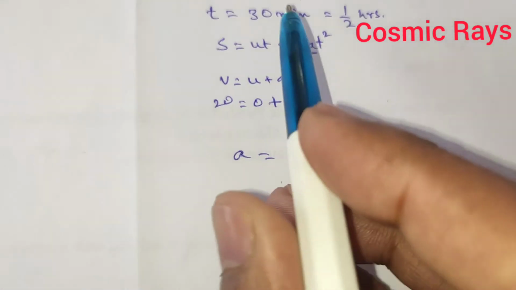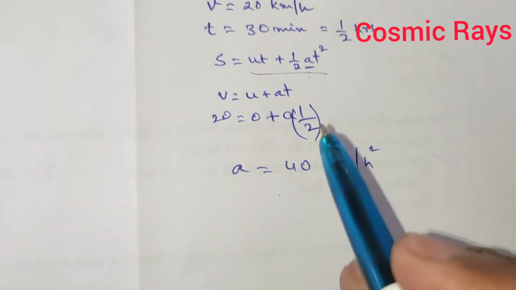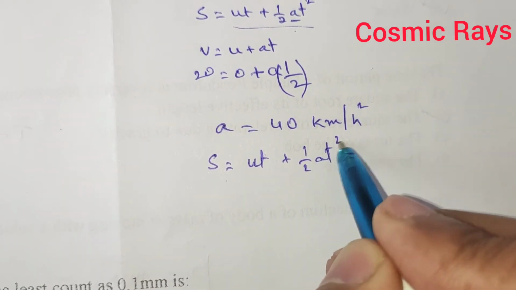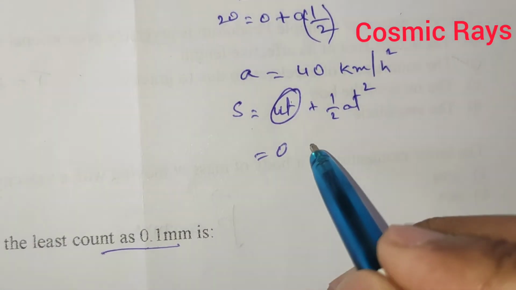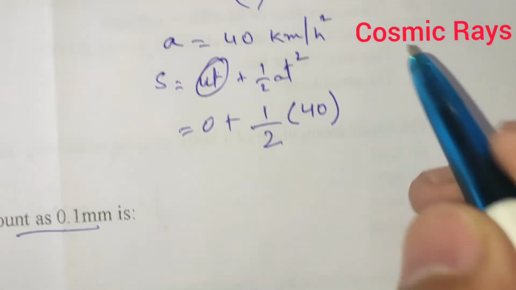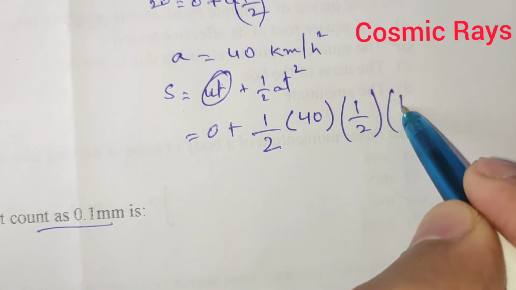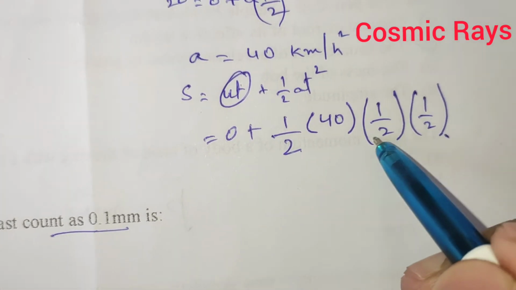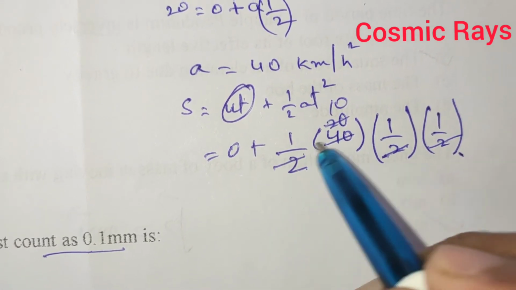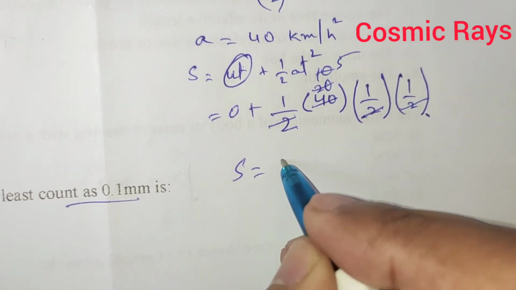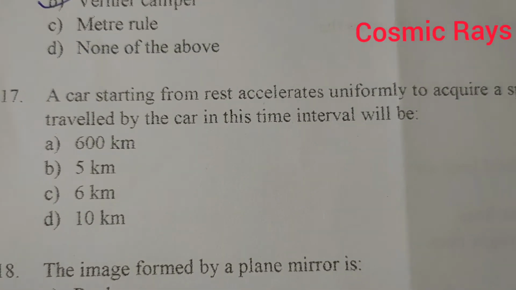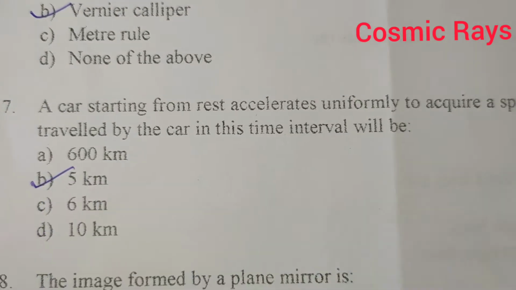Now using this, in the formula S is equal to ut plus half at square, we can find out. The ut portion will be 0 because u is 0. So we have half, acceleration is 40, into time square. Time is 1/2, square will be 1/4. So 2, 20, 2, 10, 2, 5. So that is 5 kilometer. So here we find that this has been provided in option B.